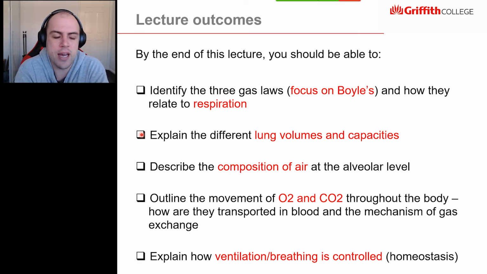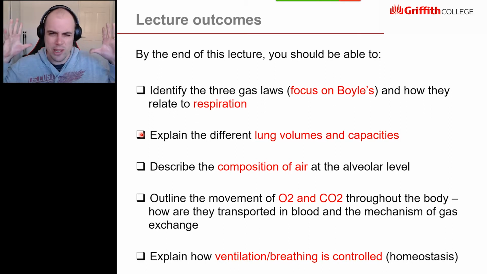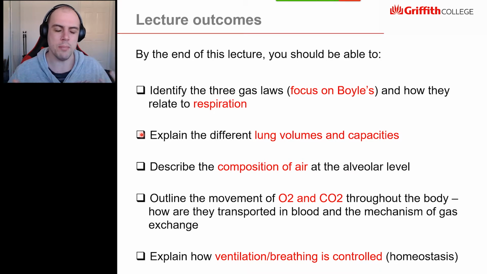But it's not so much important that you know the law itself, but more so what it means. That seems a bit vague, seems a bit weird, but we'll cross that bridge when we get there. We're going to be looking at the different lung volumes and different capacities that are available to us with our lungs. We're going to be looking at the composition of air at the alveolar level and also, vaguely, at an atmospheric level.